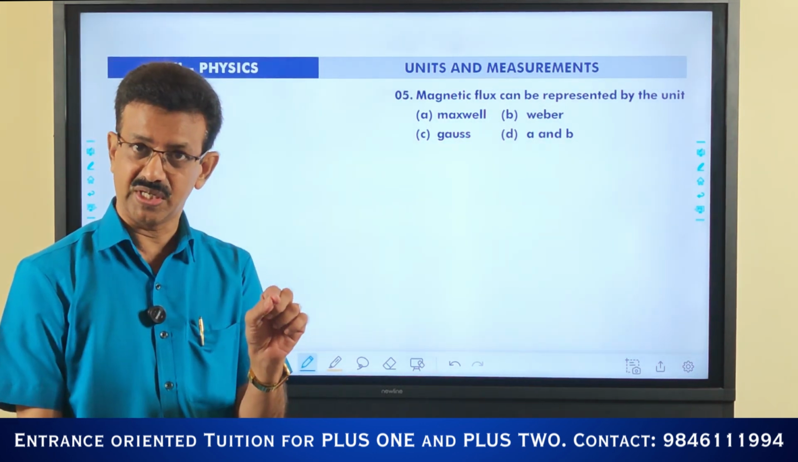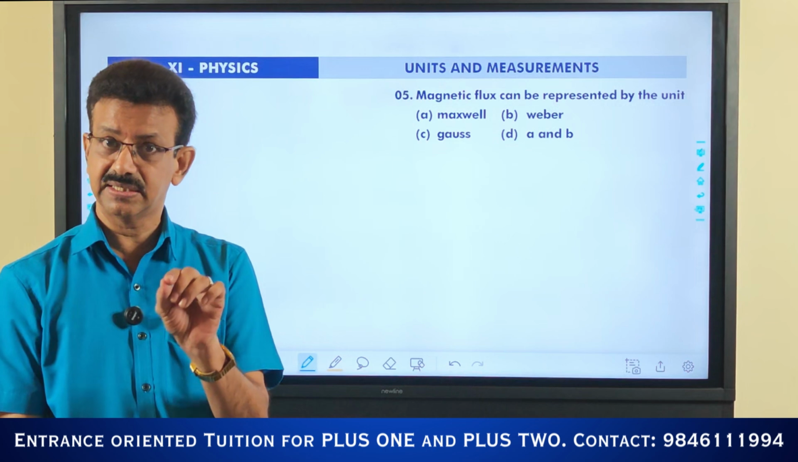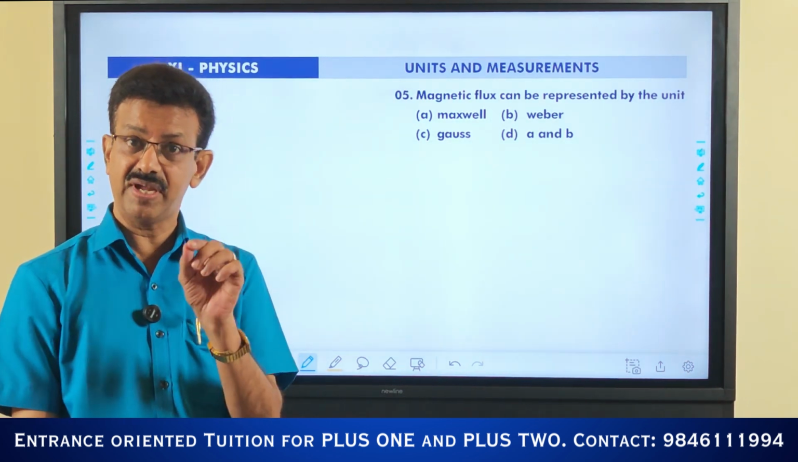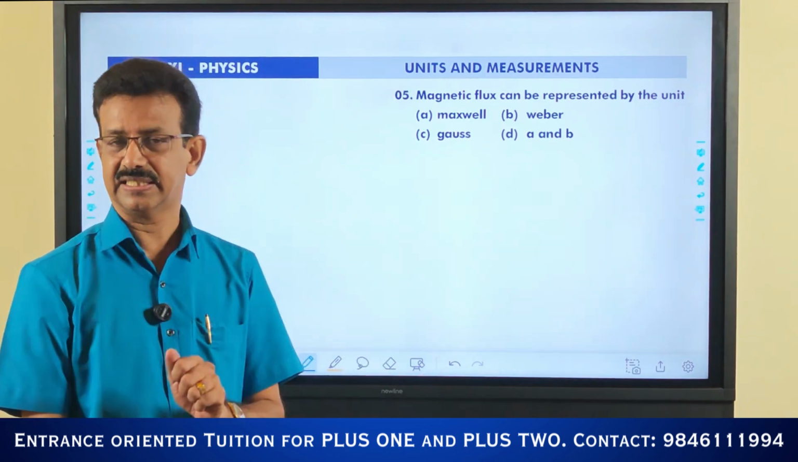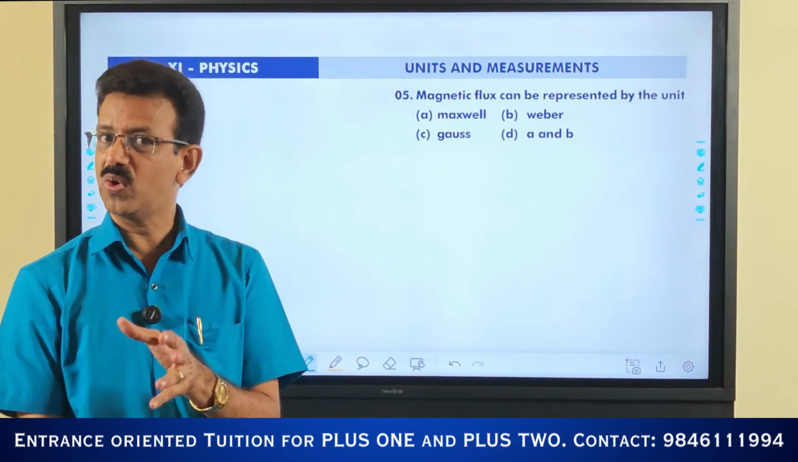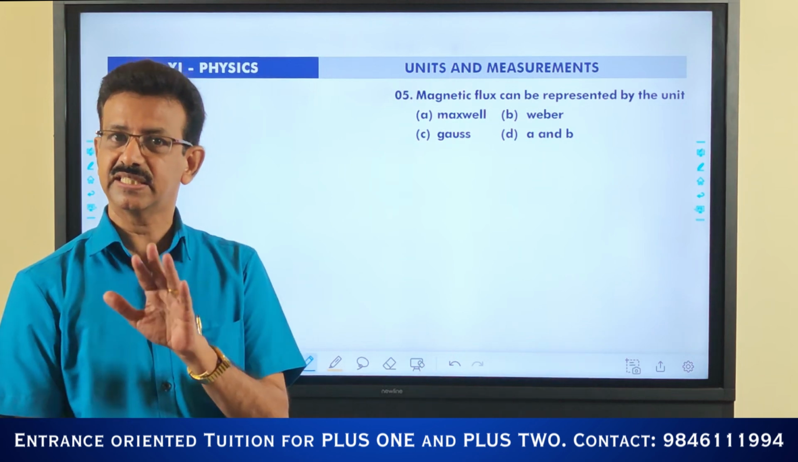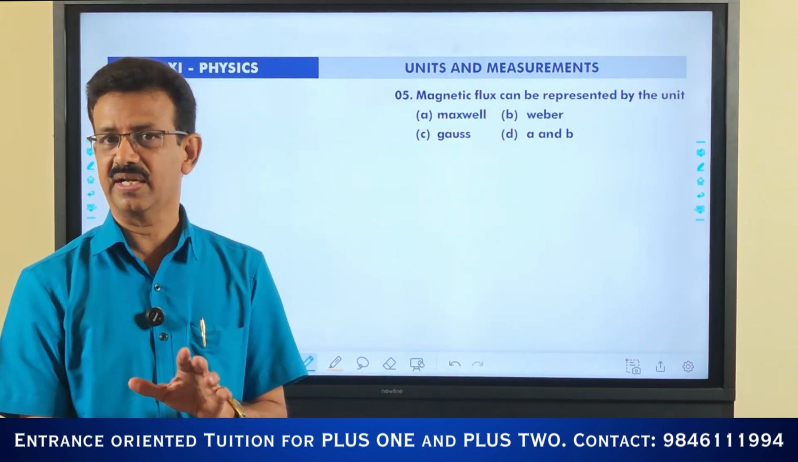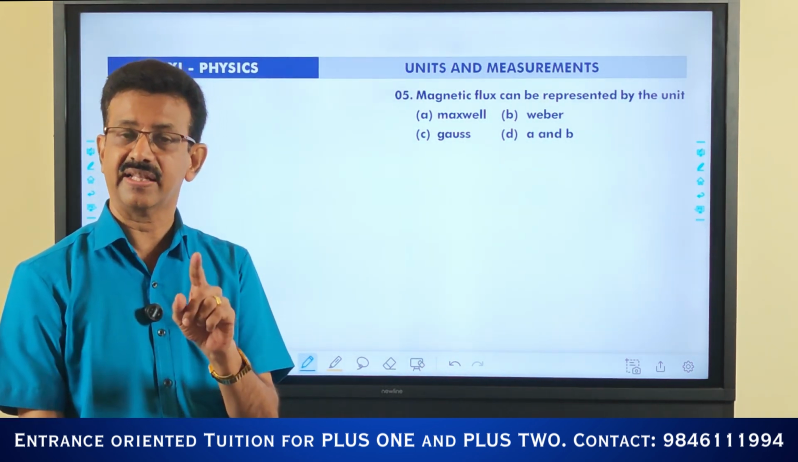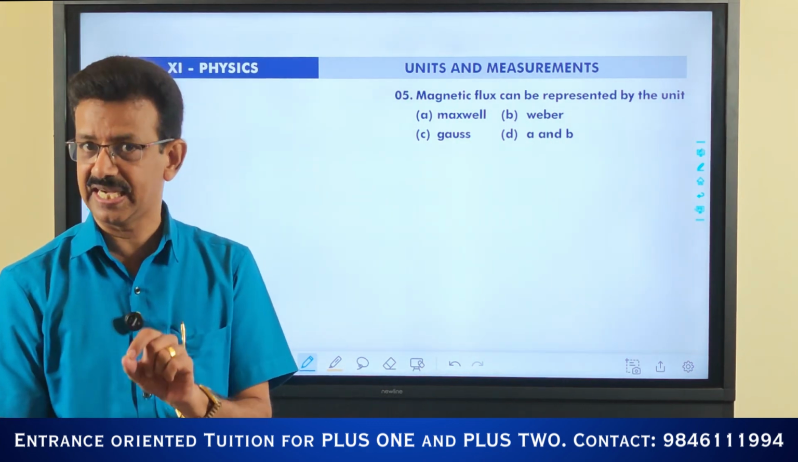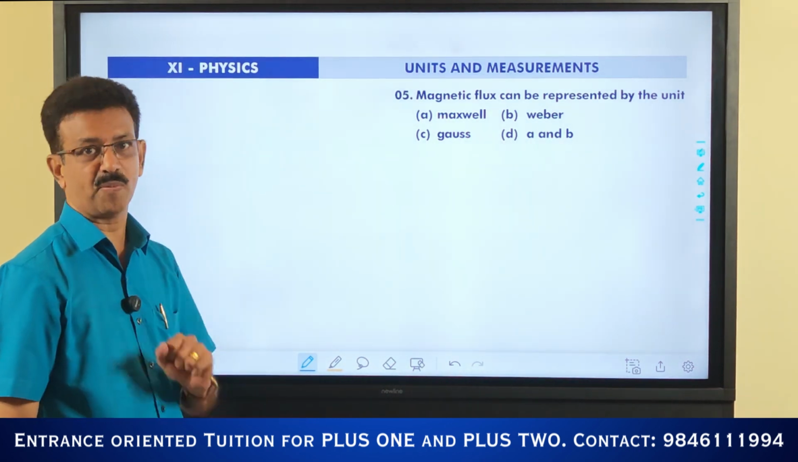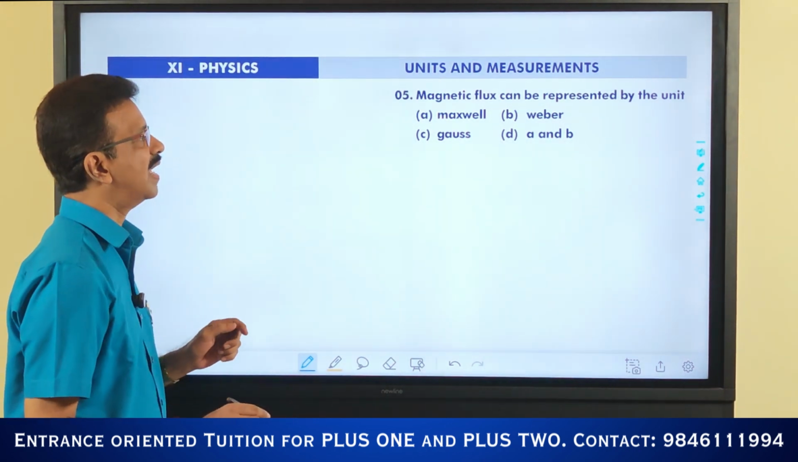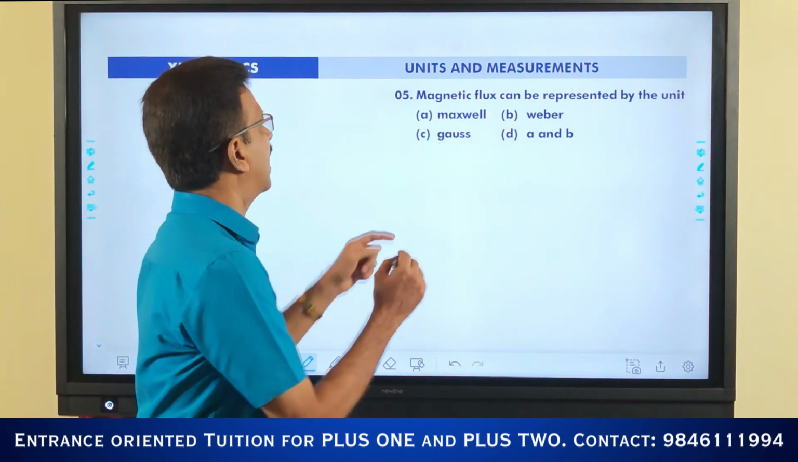Tesla is the unit of magnetic flux density or magnetic induction, and field strength can also be expressed in terms of this Tesla. Then Gauss is the smaller unit, equivalent to CGS. It is the smaller unit, not SI unit. Gauss and Tesla are the units of magnetic flux density. I'll write the units. Then, here the question is about magnetic flux. Magnetic flux has the unit Maxwell.